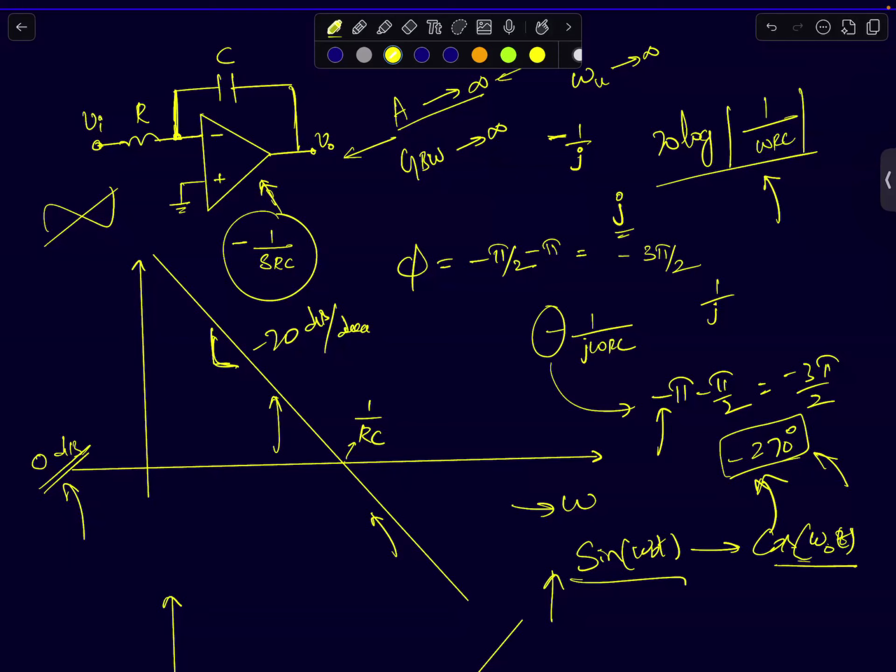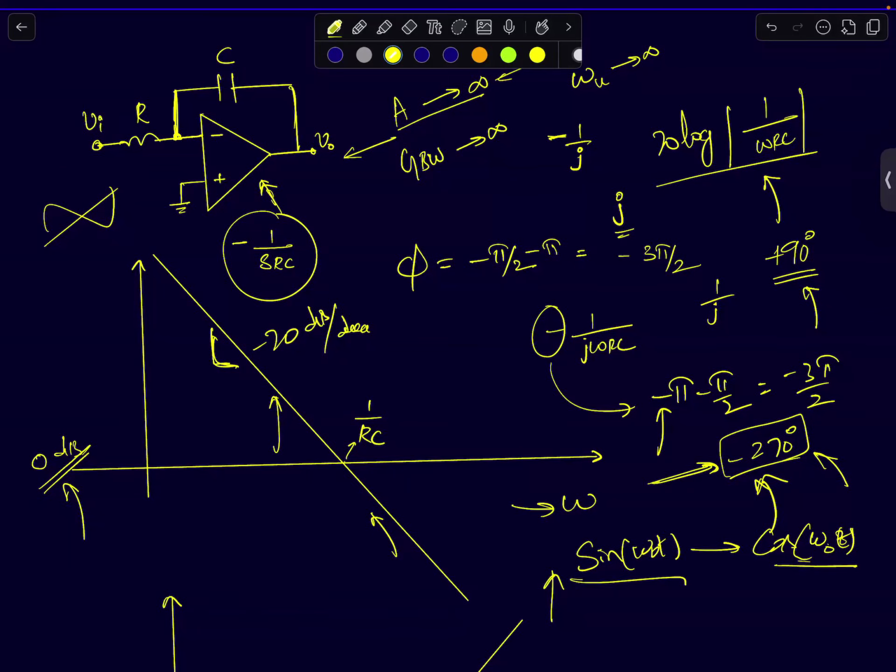The total phase shift of an integrator is minus 270 degrees. Mathematically, it's also equivalent to plus 90 degrees. But I don't want to write plus 90 degrees because it gives you an impression that there is a phase lead. So I don't want to look at it that way. Instead, look at it as a phase shift of minus 270 degrees.